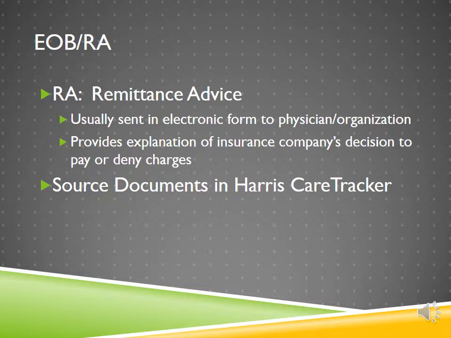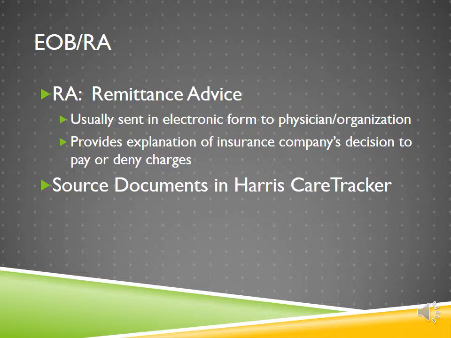The remittance advice, or RA, is similar to the EOB that is sent to the patient, but is usually sent electronically to a physician or healthcare organization. It contains the same type of information: what charges the insurance company paid, what was denied, and an explanation of why. In Harris Care Tracker, we will refer to explanation of benefits forms to enter in insurance payments to our patients' accounts. See the source documents provided in Chapter 9.